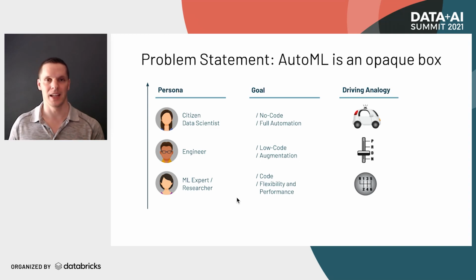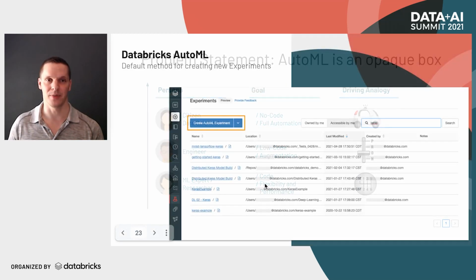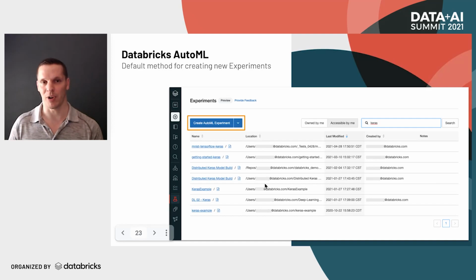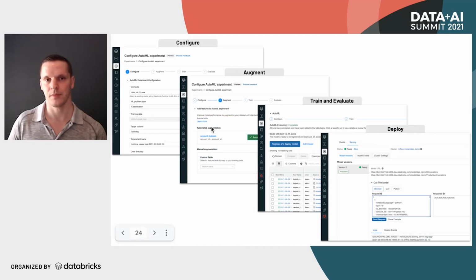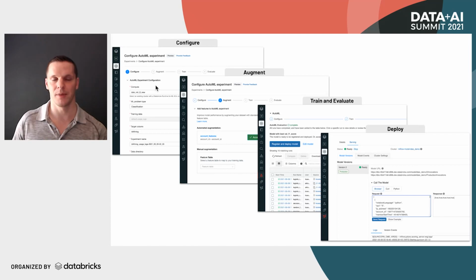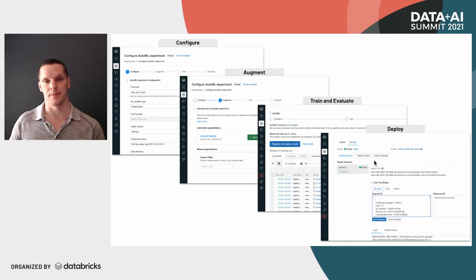So we basically approach AutoML in a very different way. Our AutoML product is embedded in our experiment management product, and there are also different entry points. But the default entry point will be the creation of a new experiment. And then there's a UI-based workflow that takes you through configuring your AutoML run, augmenting your data with different tables from the feature store, which I'll discuss later, training and evaluating these models and deploying them, all within the UI. Now, this addresses this fully autonomous UI-only level.